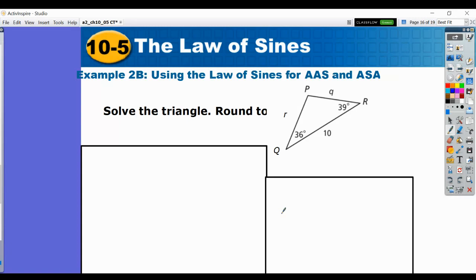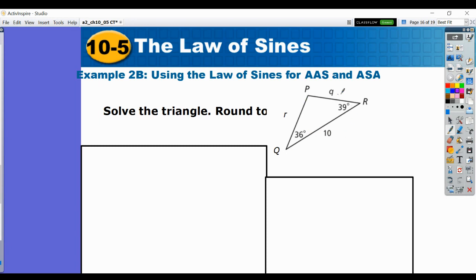This one here is given to us in a picture form. So if it's in a picture, it can't be 2 different triangles. So we only have to find one of them. So that's the good news about this one. We know there's only going to be one triangle. And we're going to round to the nearest 10th.